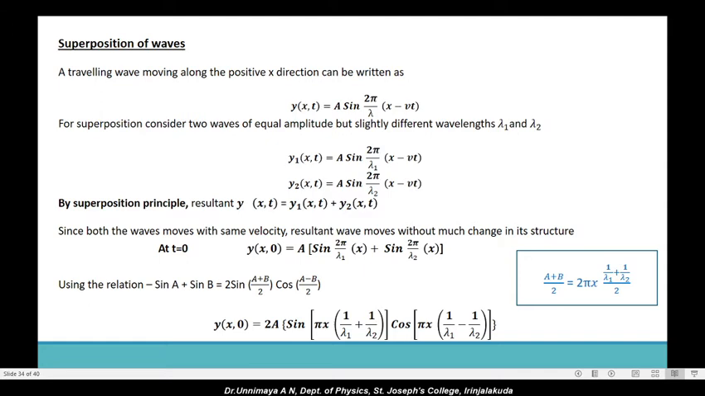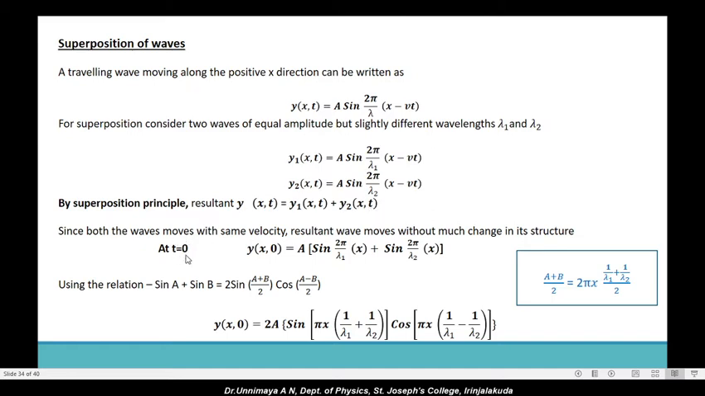Since both these waves y1 and y2 move with the same velocity v, the resultant wave also moves without much change in its structure. So consider the resultant wave at t = 0. At t = 0, the resultant wave will be y(x, 0) = A sin(2πx/λ1) + A sin(2πx/λ2). That is, we sum y1 and y2.